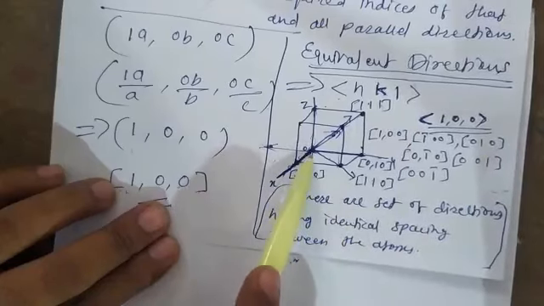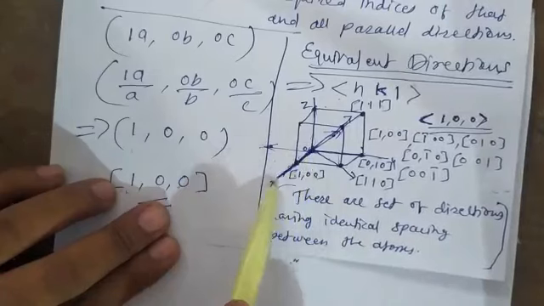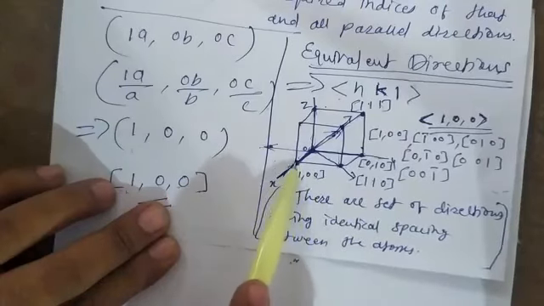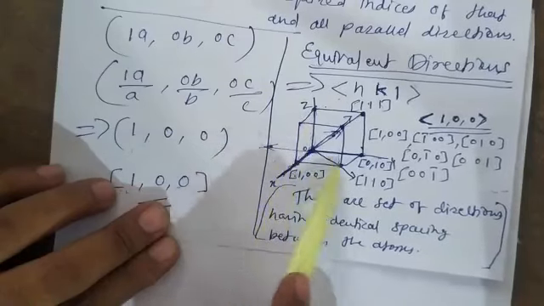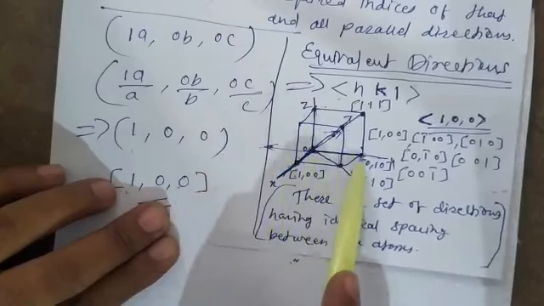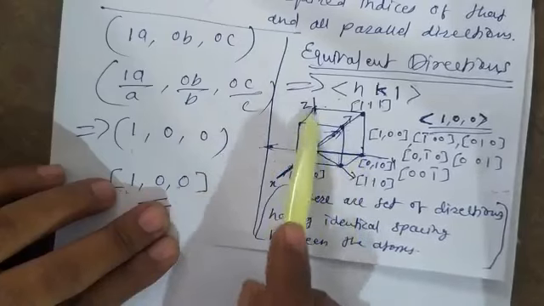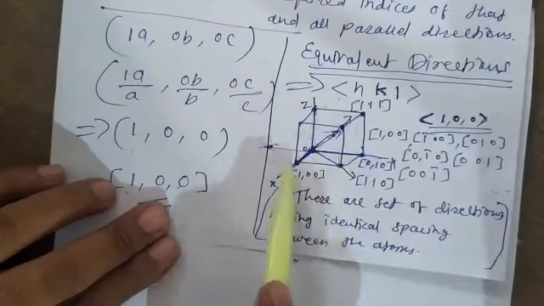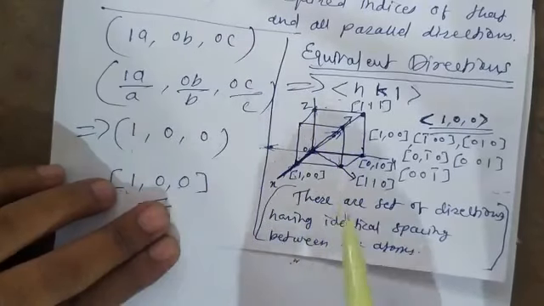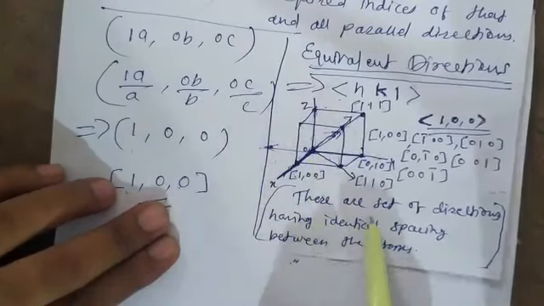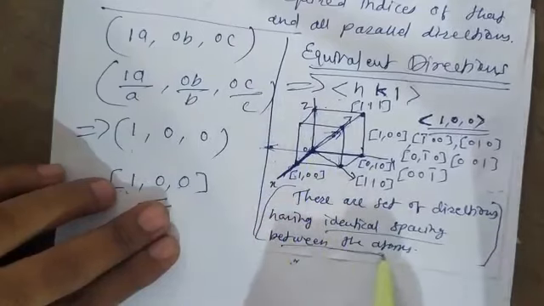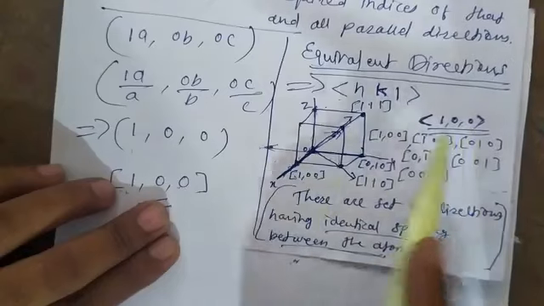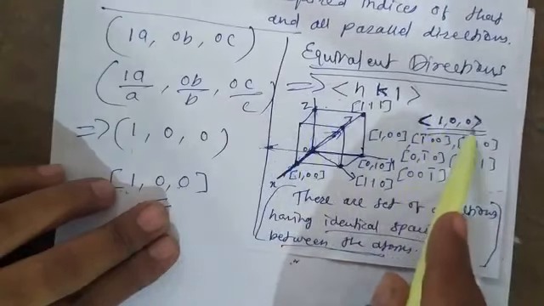Therefore, let us consider this. We consider this as the origin. Along this direction represents the 100. This is the lattice site, and this is the nearest atom to this origin. Similarly, since this is a cubic crystal, this atom must be at the same distance, like this. Therefore, according to the definition, there are sets of directions having identical spacing between the atoms. Therefore, the family of direction 100.